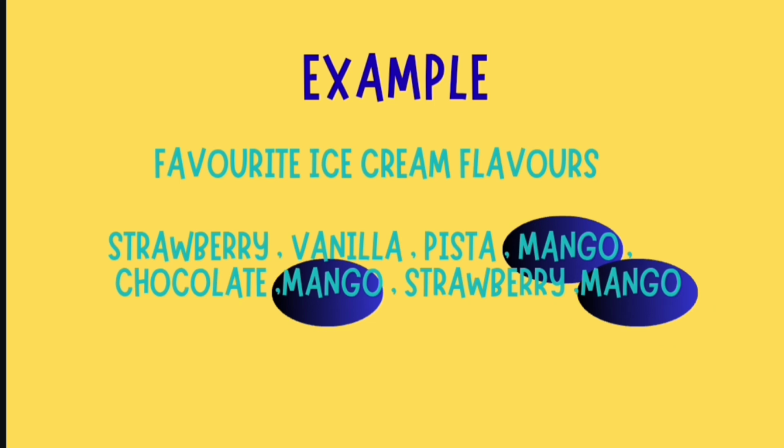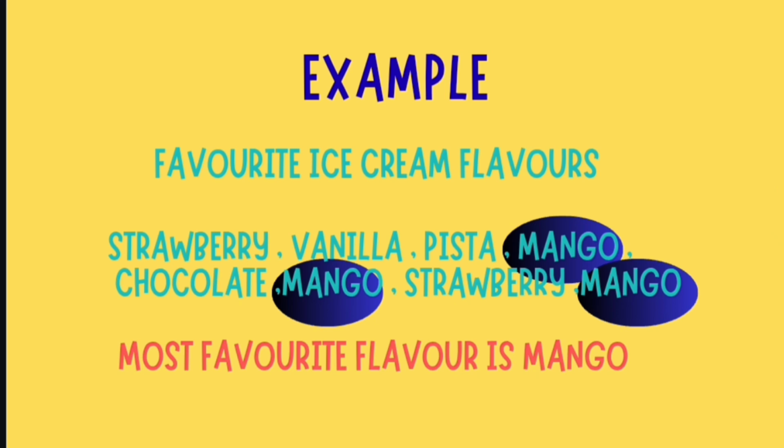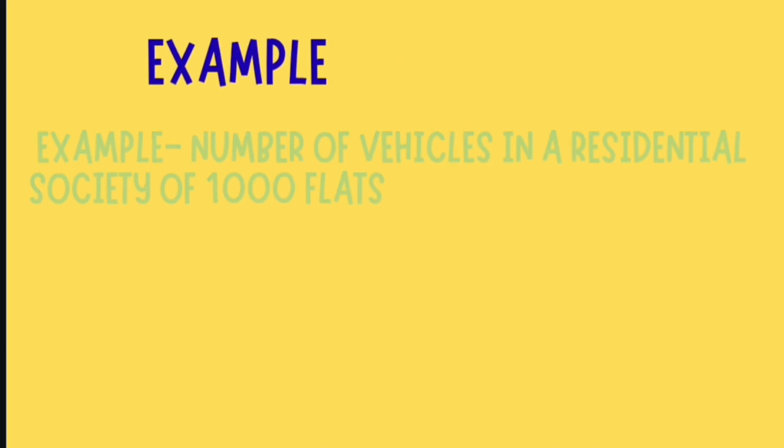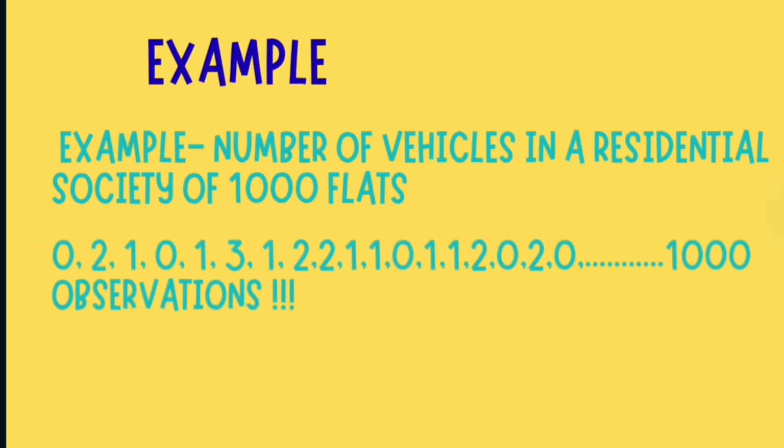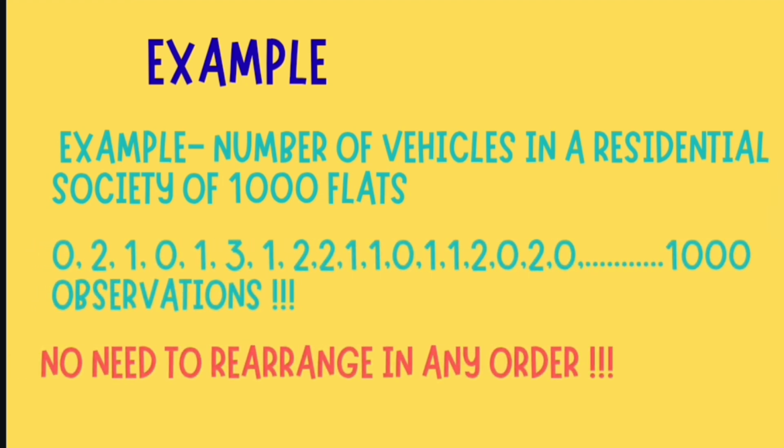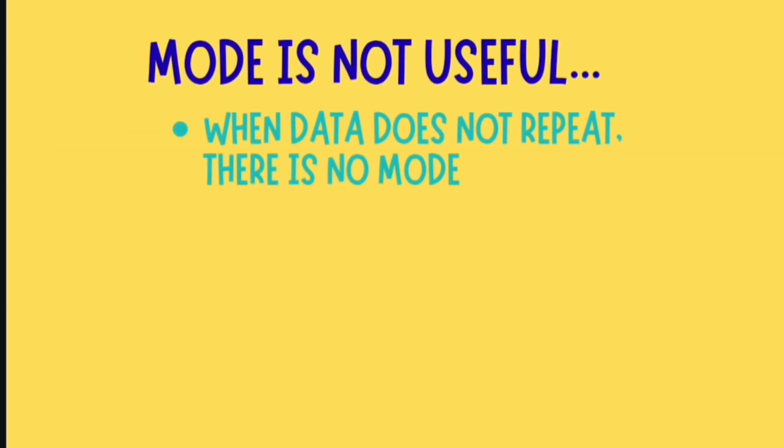As you can see, mango has been repeated 3 times, which is maximum. So the most favorite ice cream flavor is mango. Also, for the 1000 flats example, there is no need to arrange the data. We only have to find that number which gets repeated the most. However, mode is not useful if data itself doesn't get repeated.